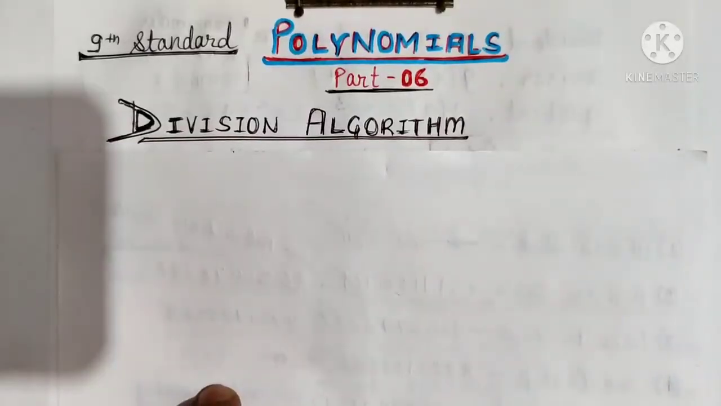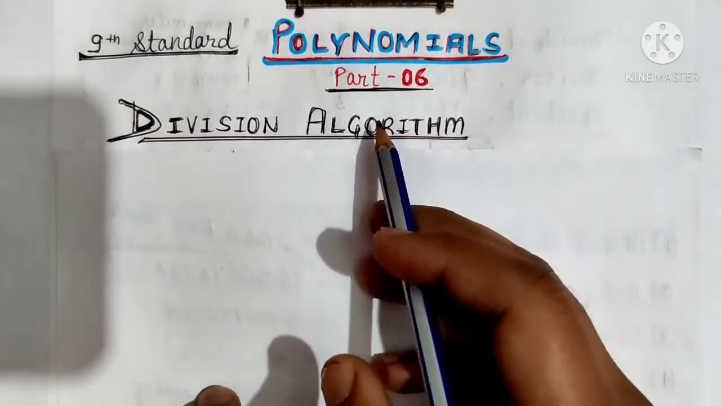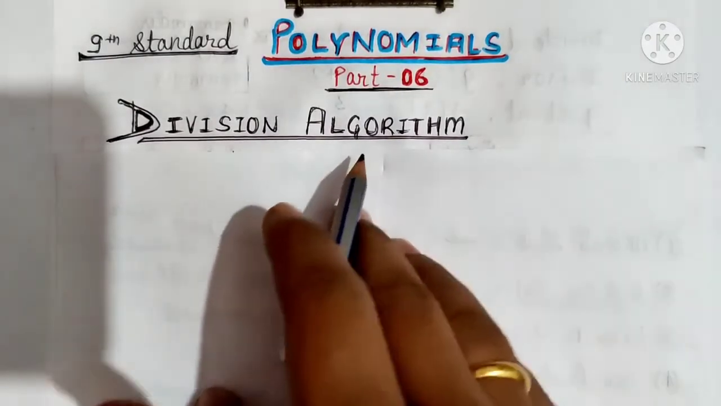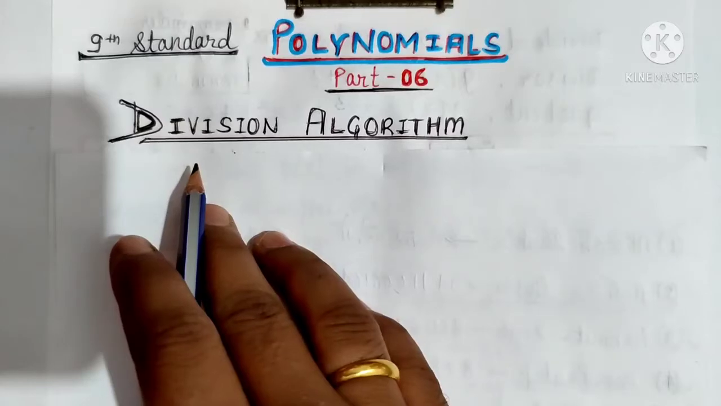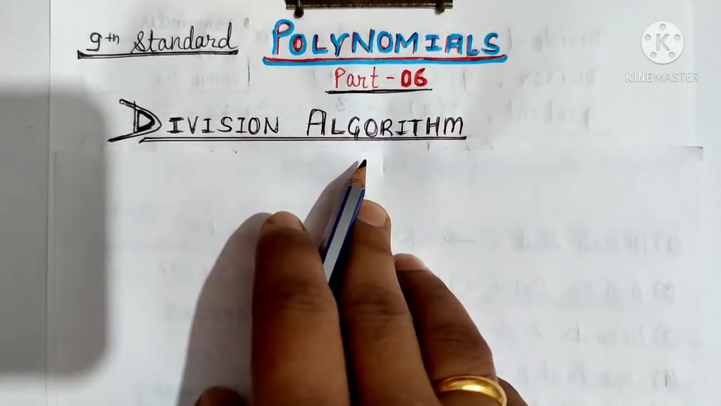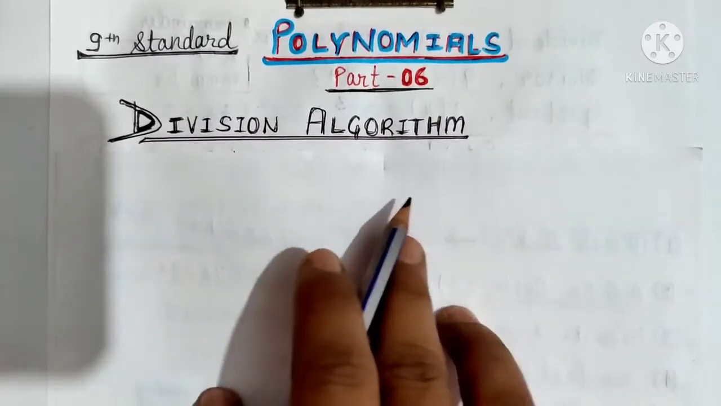Hello students, so today our topic is division algorithm. This is part 6 of polynomials. Now the question arises, what is division algorithm? What is the meaning of algorithm? Division we know very well, but what is the meaning of algorithm? The meaning of algorithm is method. So it means it is division method.